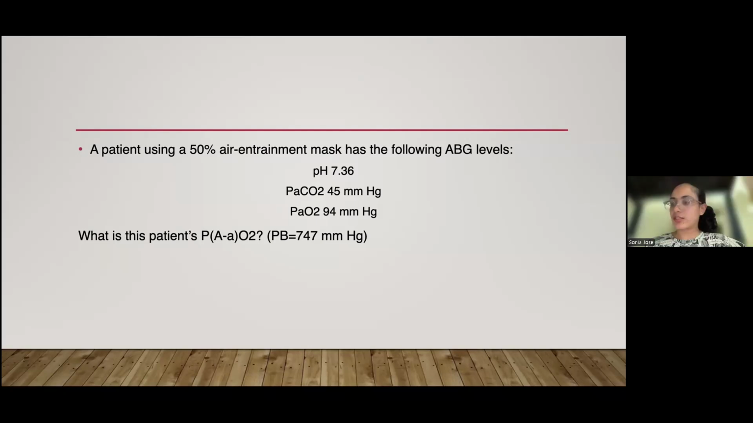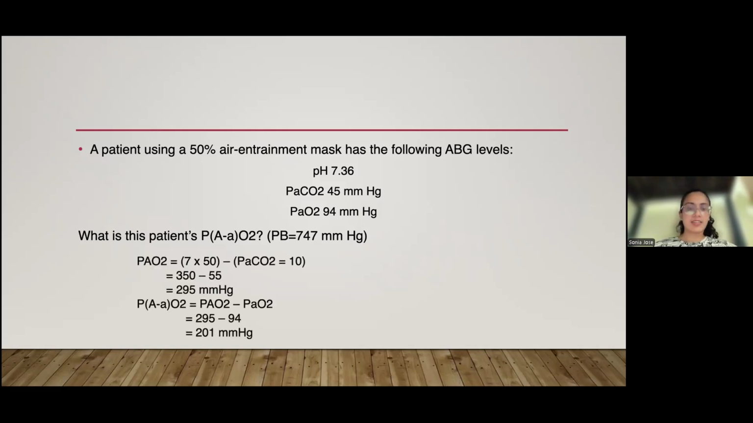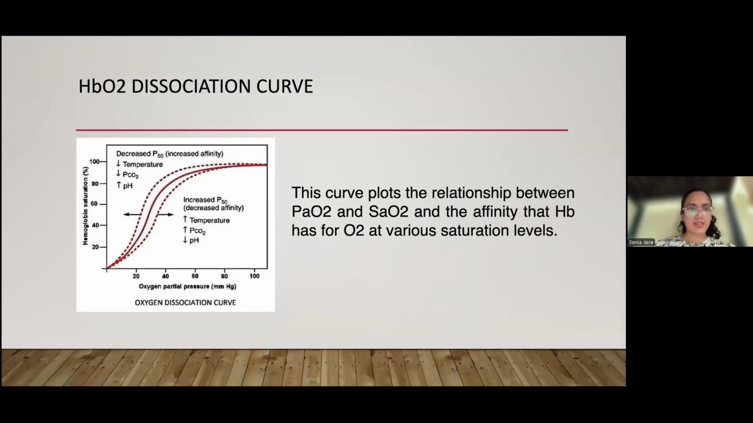Yes, it is 201. So always try to use the simpler method. That is, you can use 7 into FiO2, that is 50. 7 into 50 minus PaCO2, there's a typing error, PaCO2 plus 10. So the answer is 201. I hope everyone got the answer. Okay, I'm moving on.